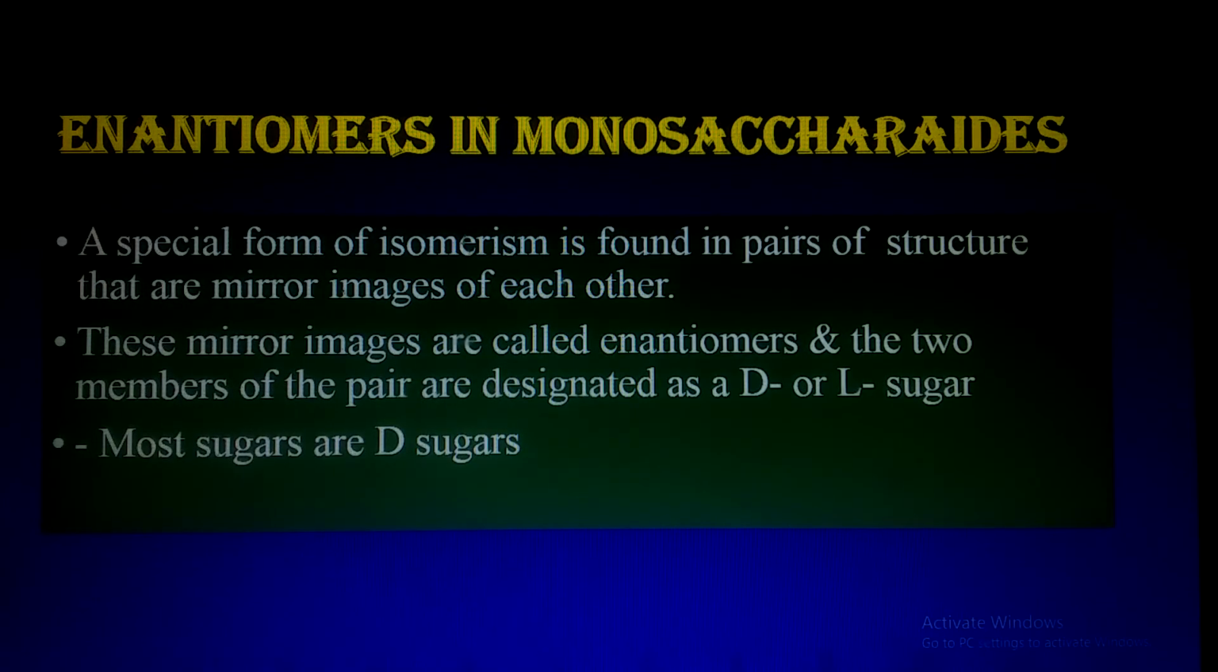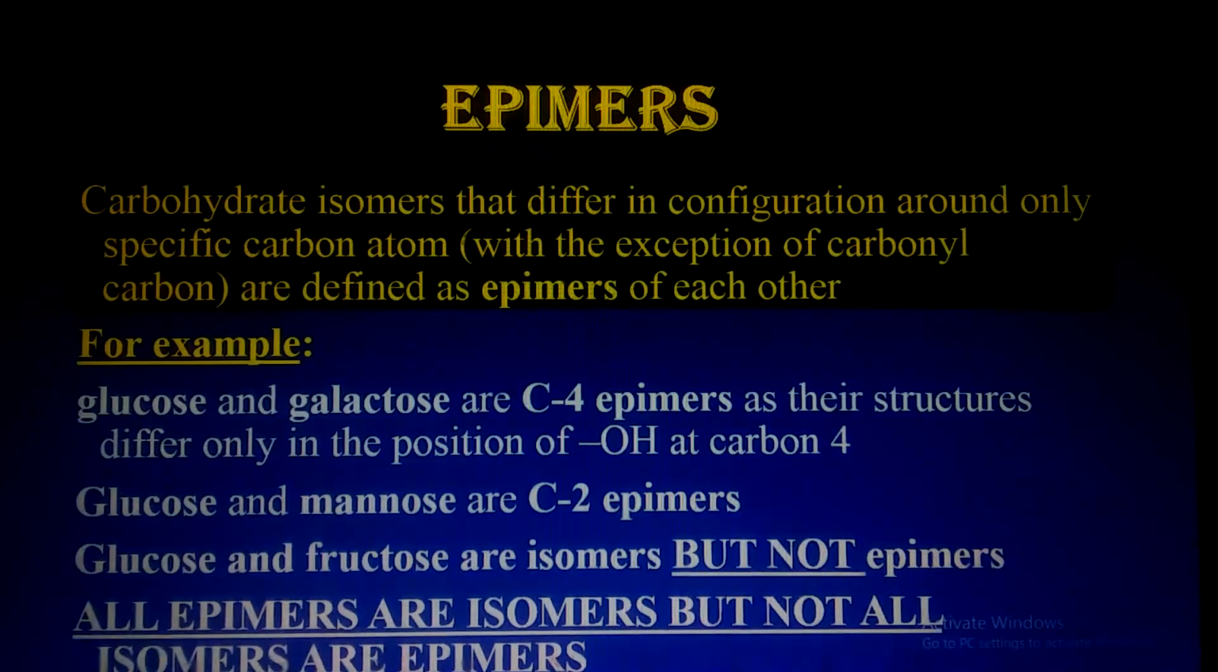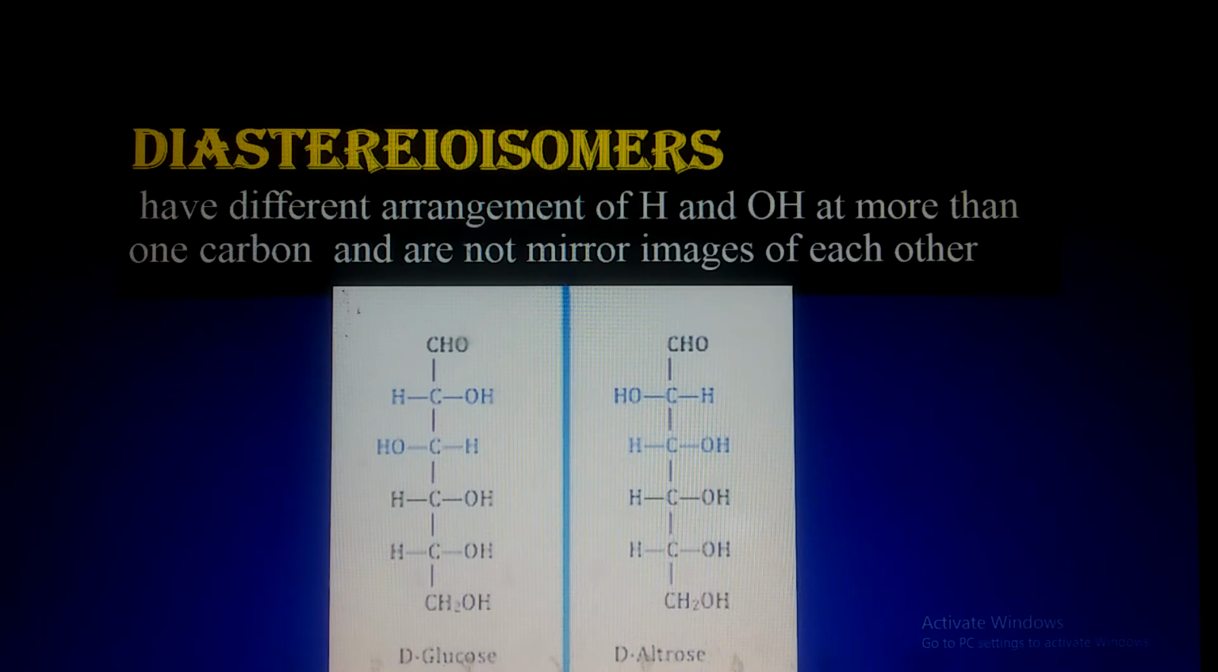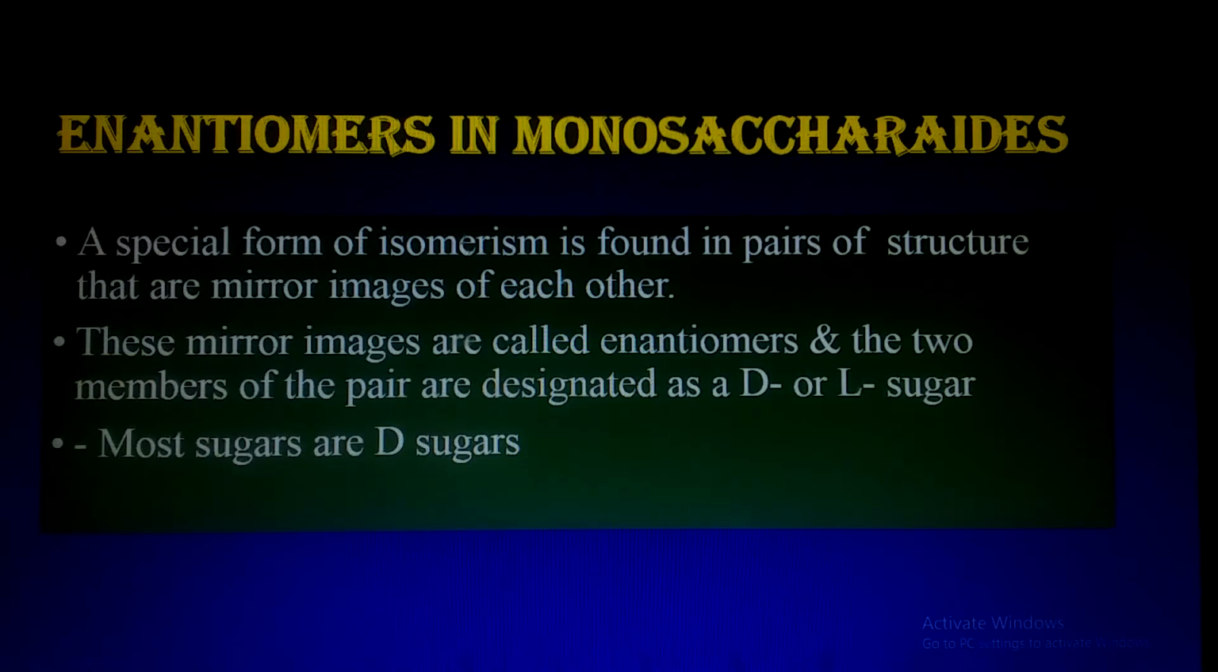Now I'm going to give you information about the enantiomers. Epimers and diastereoisomers are not mirror images of each other. In the case of enantiomers, a special form of isomerism is found in pairs of structures that are mirror images of each other. Enantiomers are mirror images of each other.